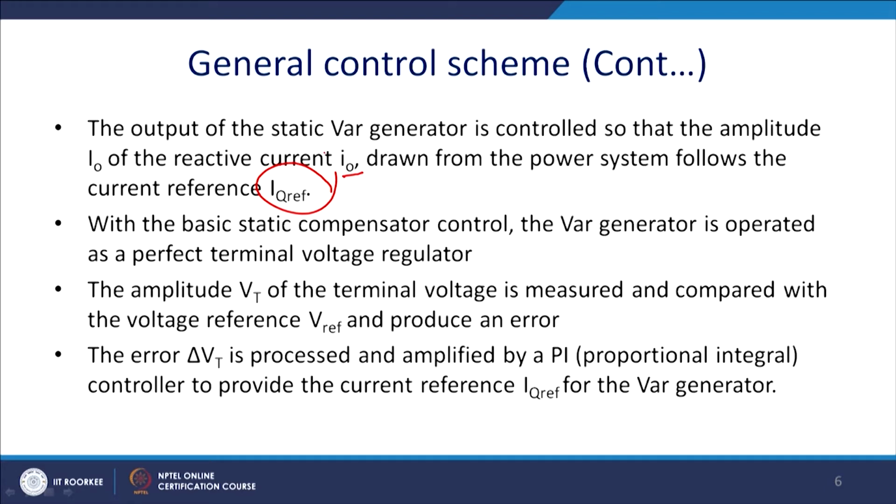With the basic compensator control, the Var generator is operated as a perfect terminal voltage regulator, so that is something we have maintained. The amplitude Vt of the terminal voltage is measured and compared with the reference voltage Vref to produce an error. This error is fed to the PI controller, which processes it to provide the current reference IQ ref for the compensation of the Var. This is the principal operation of this SVC.